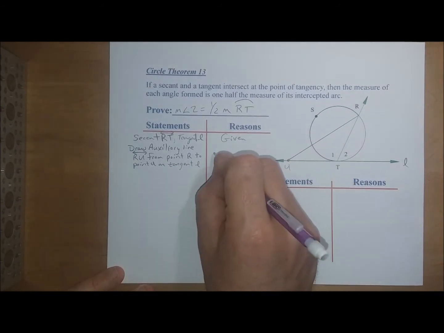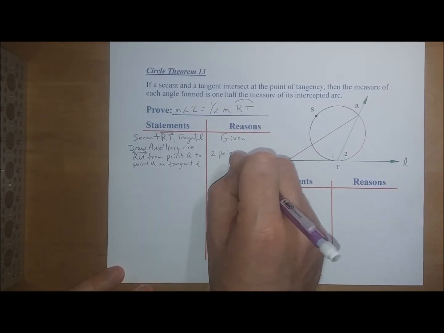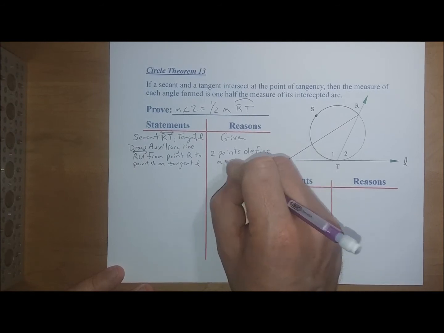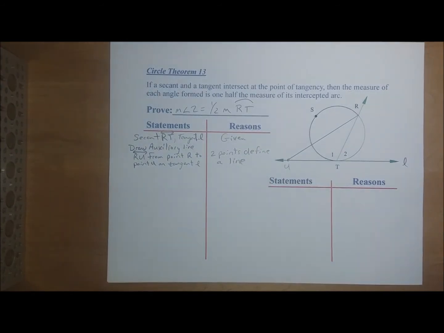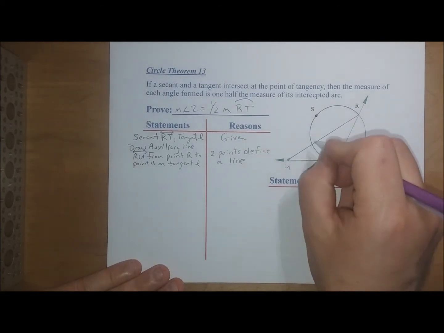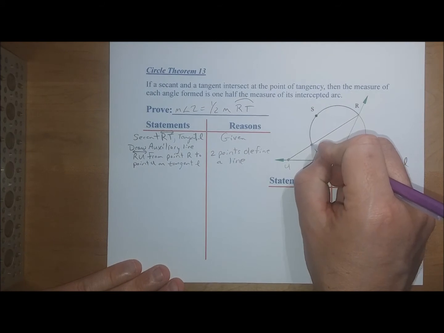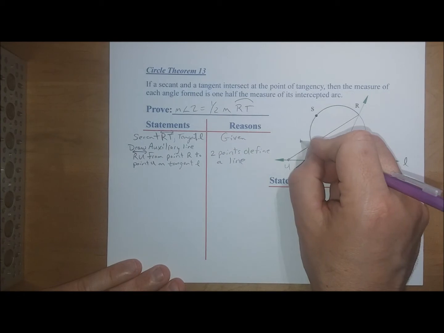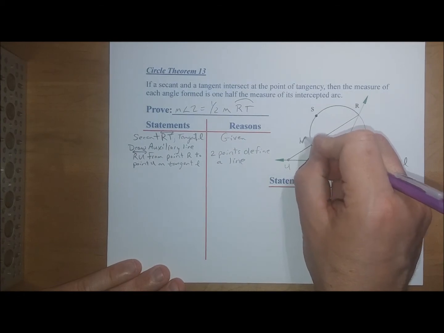Okay, and I'm doing that because why? Because I can, because 2 points define a line, right? Good, I can do that. All right, and because this necessarily crosses the circle, I'm going to go ahead and label this point of intersection. I'm just going to call it W. Let's call that W.